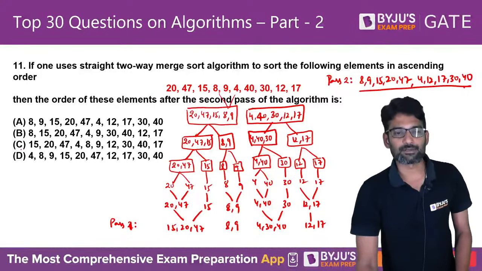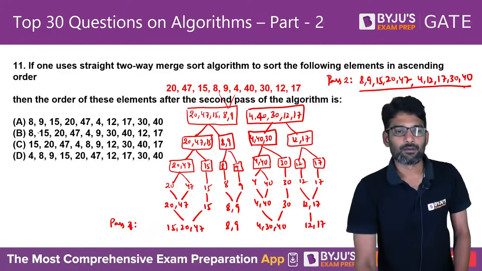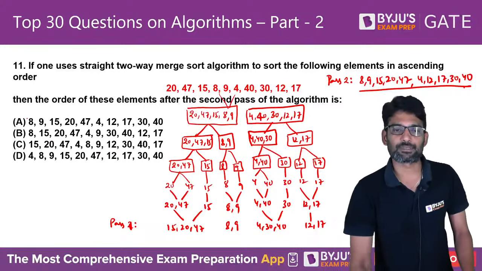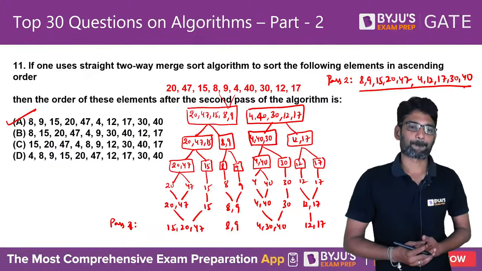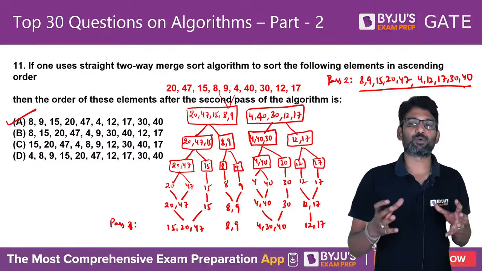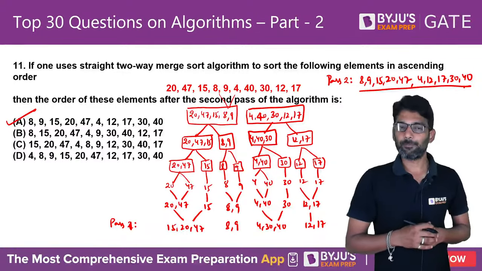So the right answer you will get is 8, 9, 15, 20, 47, 4, 12, 17, 30, 40. Option A. How we are dividing? They are only merged in the same order. Okay.